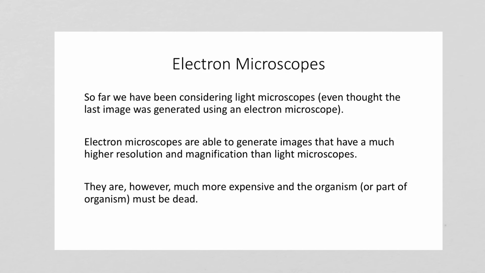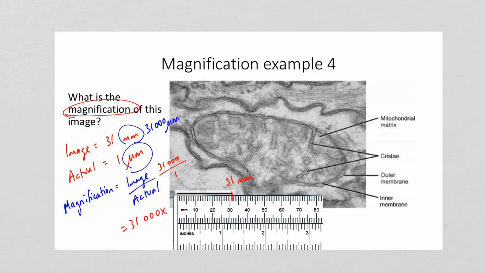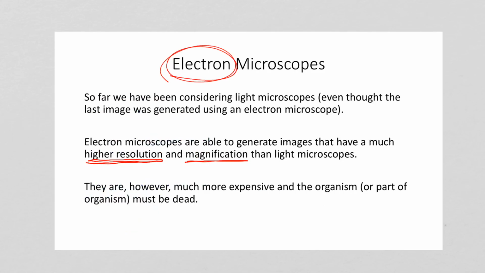So if you want to look at that stuff, if you want to generate micrographs, which are almost like a photograph using a microscope, you need to use an electron microscope. And as you can tell from the name, these are used by shooting electrons at things. Why are they useful? They have a much higher resolution, remember, the ability to distinguish between 2 points, and a much higher magnification. If we go back to our example here, 31,000 times magnification. You're not getting that with a light microscope. So those are the 2 big advantages.